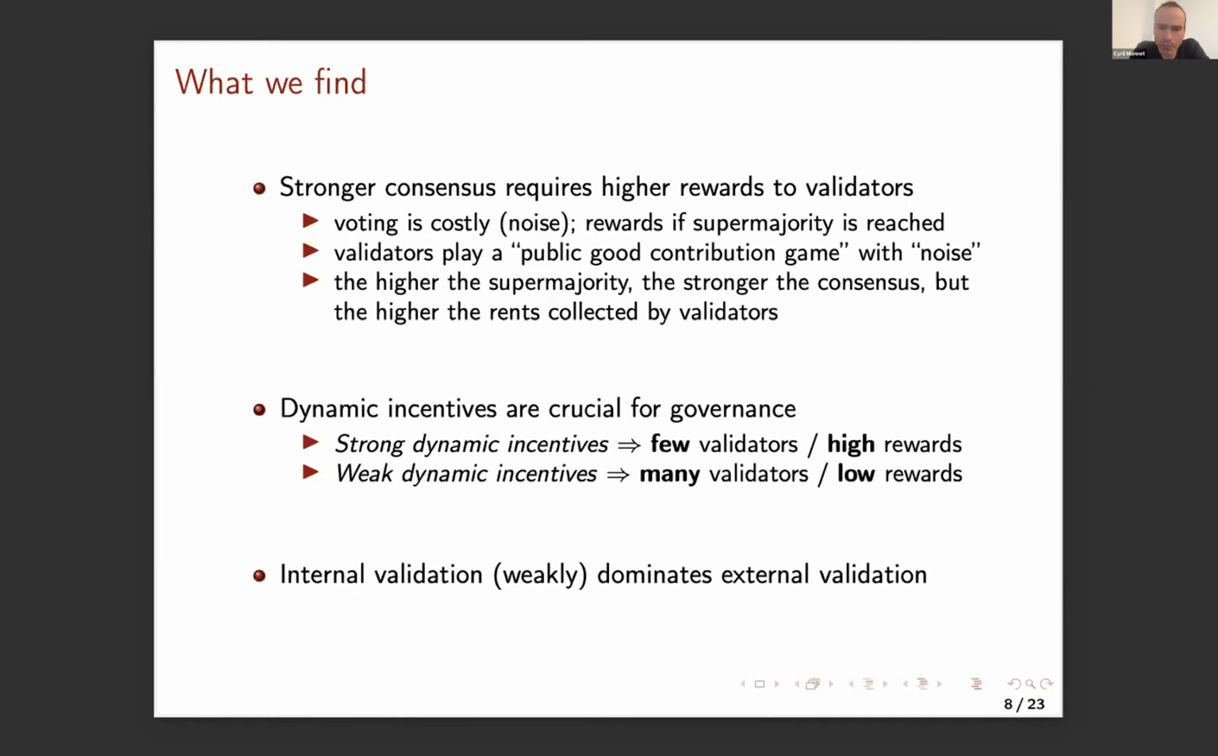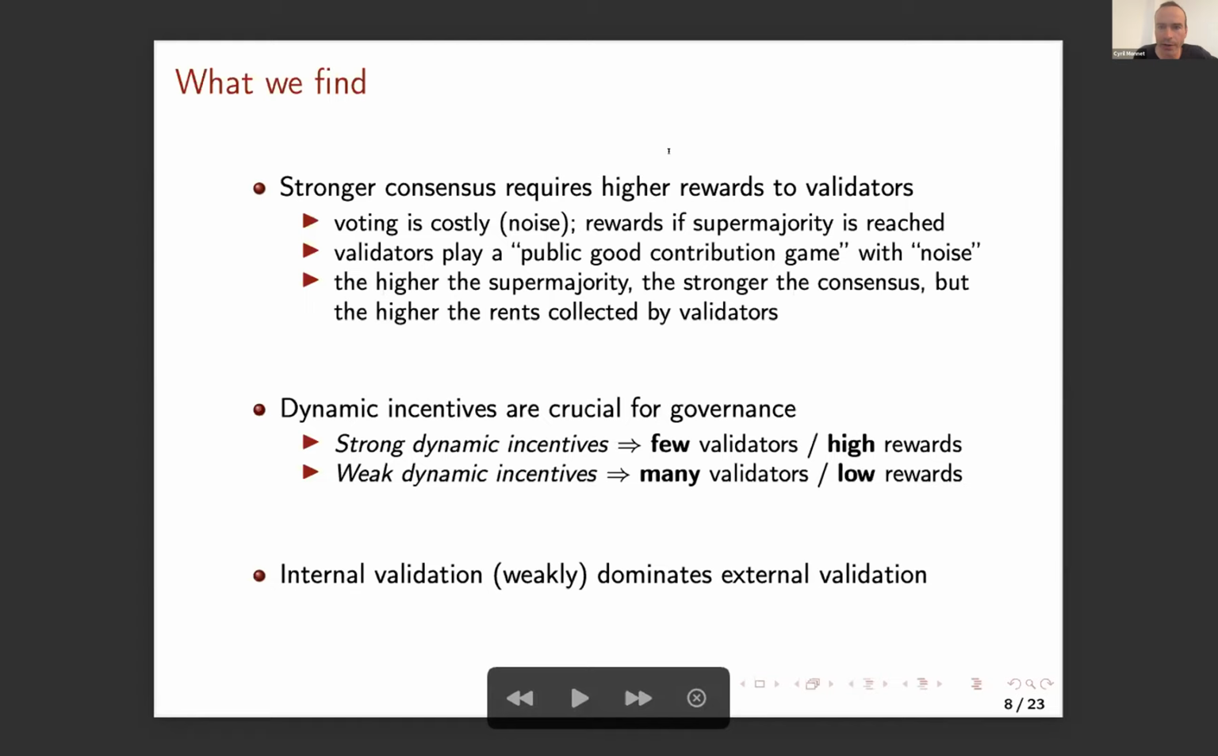So those validators who voted, and they voted according to the supermajority, they will get a reward. But because voting is costly, validators are never going to be sure that the supermajority is going to be reached. And so they might not want to cast a vote in the first place. In other words, the validators here are going to play a public good contribution game with noise, which implies that if you want to have a high supermajority, which here means a strong consensus, you're gonna have to pay validators hefty rewards so as to induce them to actually cast a vote. So that's the first result. So stronger consensus, which means high supermajority, implies high rewards for validators.